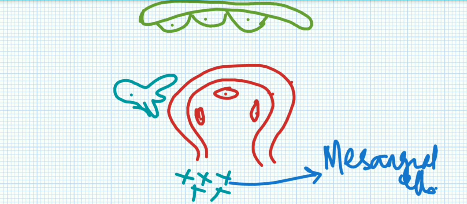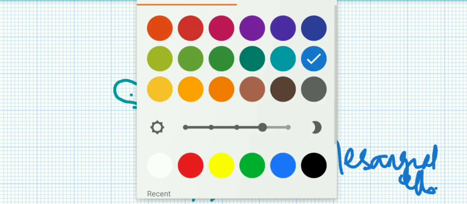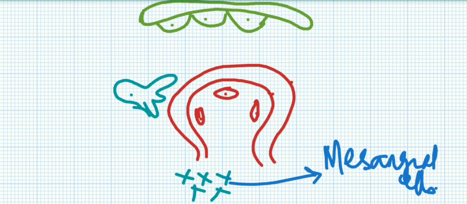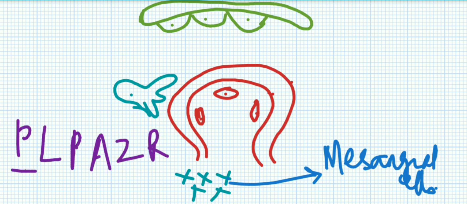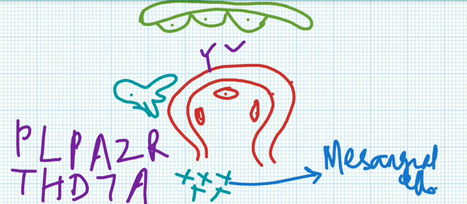antibody. Here the antigen can be some kind of receptors like phospholipase A2 receptor and THSD7A. This is very important to remember: PLA2R and THSD7A. There will be receptors like this, and they will be the antigen. Now antibody will come against this, and they will form immune complexes. So immune complexes are formed like this.